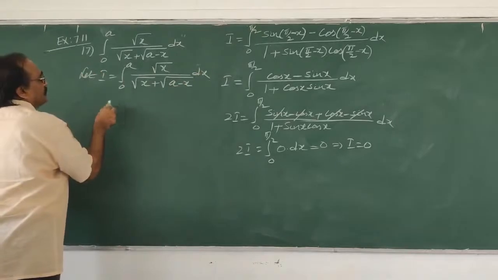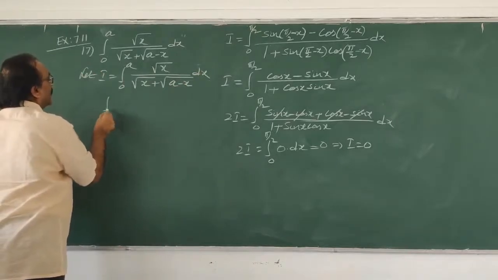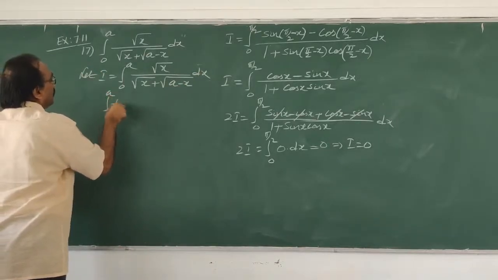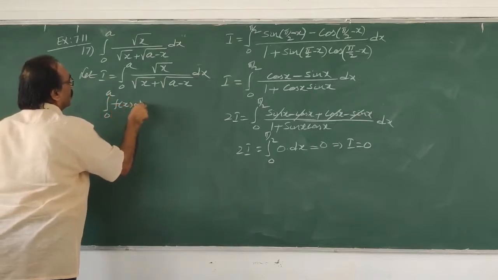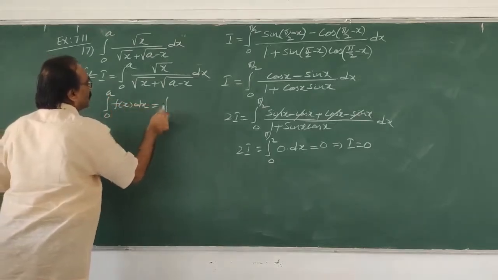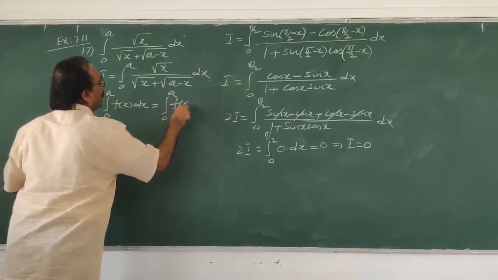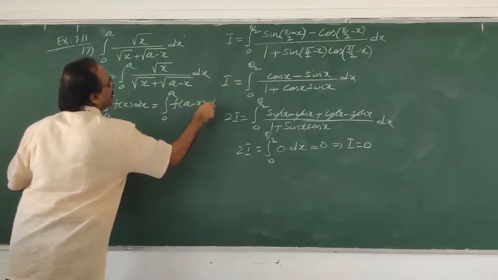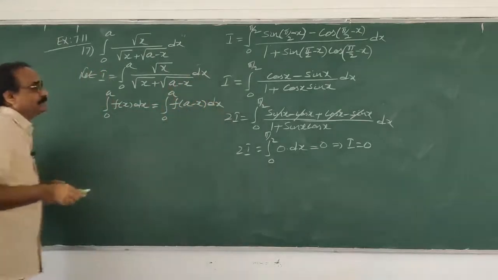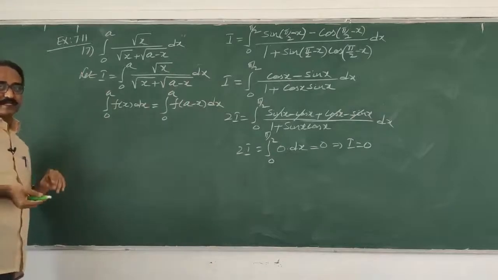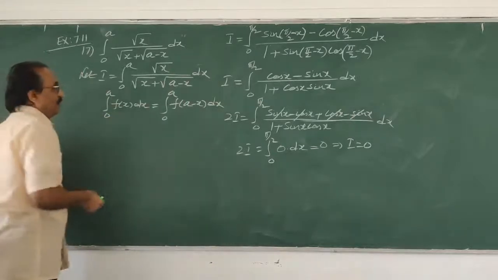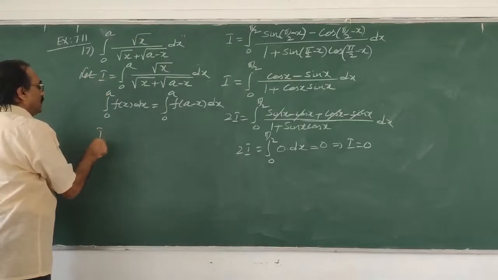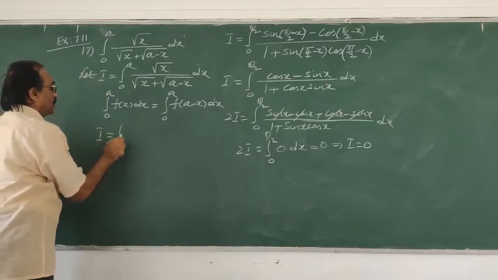The second point is what? Integral 0 to a f of x dx is equal to integral 0 to a f of a minus x dx. This is the second point. This is using this principle only. Okay, I is equal to integral 0 to a.